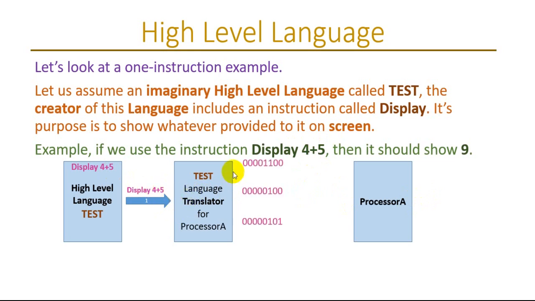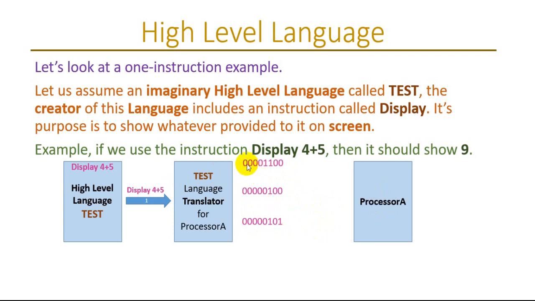So let's see. Now this is again what we have seen earlier. This 0011 is the add instruction in processor A. This is 4 and this is 5, binary 4, binary 5. This is the code for add. Right. So now what will this do? This will add the 4 and 5 and come up with 9.